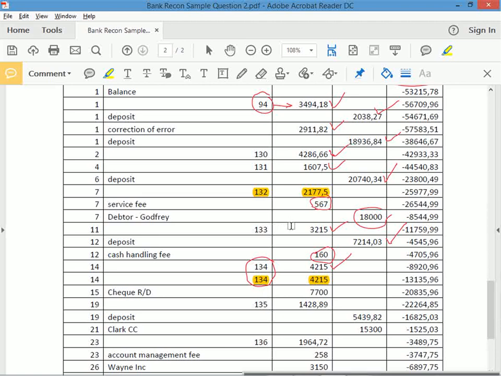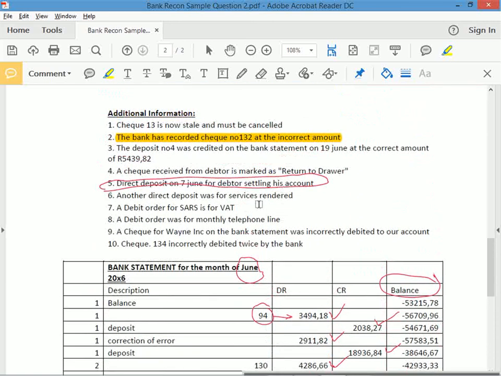Then I need to investigate. So let's go to the additional information. Is there anything here that talks about that? Yes, there it is. Point number 10. What happened? The bank debited it twice incorrectly, so the bank is wrong. We need to reconcile. Correct.